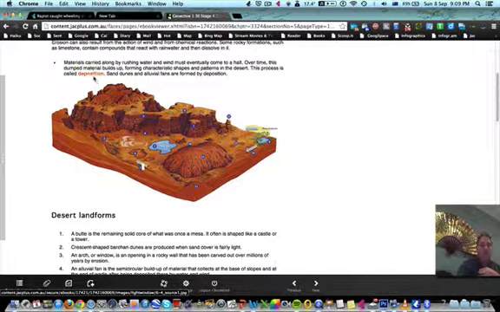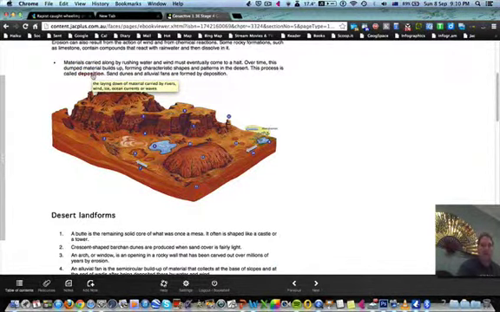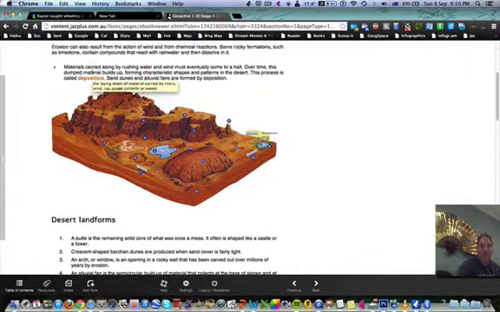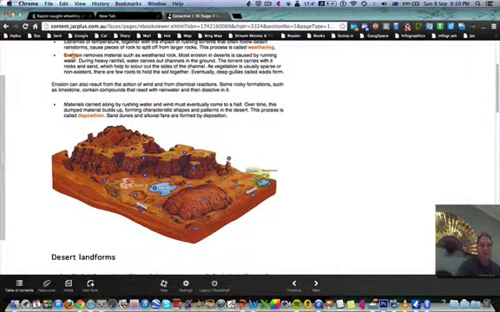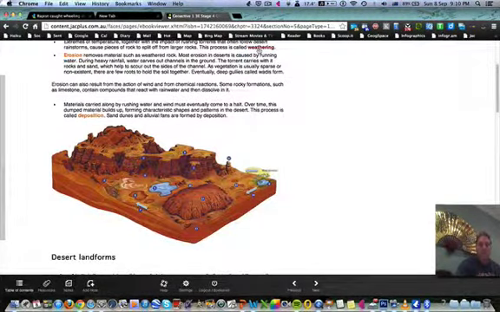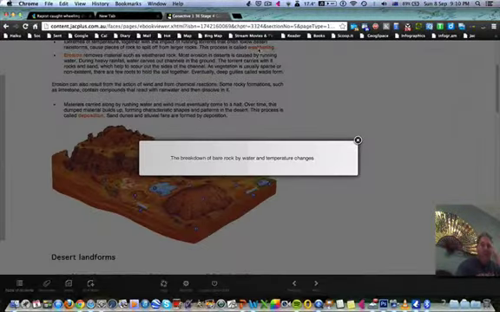It tells you here, this is how you find out about things: just put the cursor over it, and it'll tell you what the definition is for each of them, or you can click on it and you can see it a bit easier. It's pretty good. And there's the weathering: breakdown of bare rocks by water and temperature changes. A bit more to it than that.